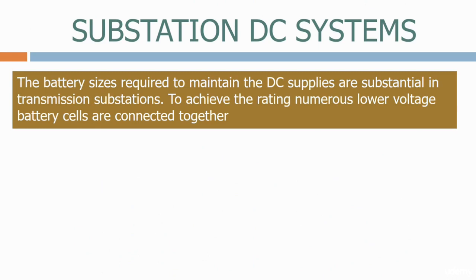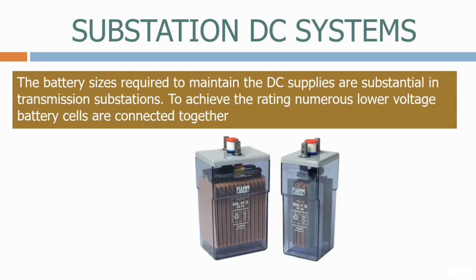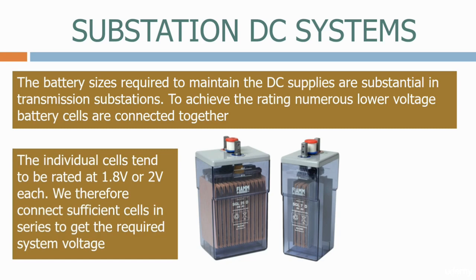The battery sizes required to maintain the DC supplies are substantial in transmission substations. To achieve the rating, numerous lower voltage battery cells are connected together. Here's a typical battery cell. The individual cells tend to be rated at 1.8 volts or 2 volts each. We therefore connect sufficient cells in series to get the required system voltage.